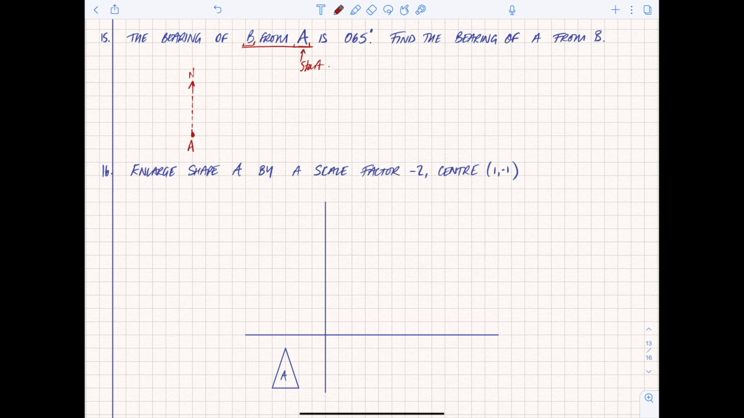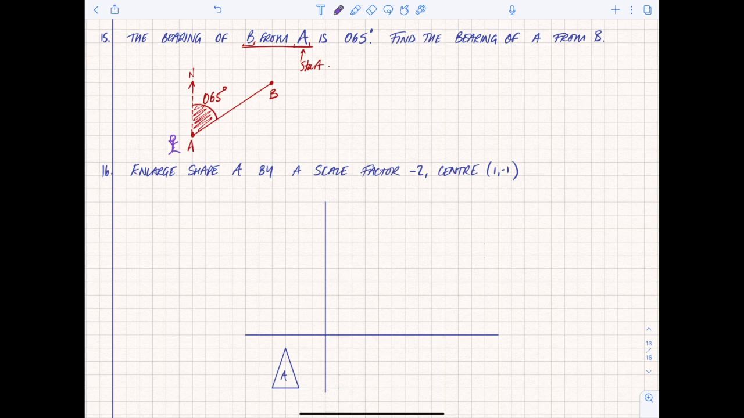0.65, you would then measure 65 degrees round, which would probably be somewhere around here. And you're going to draw a line to B. So what I'm saying is this angle here is 65 degrees. So the bearing of B from A, so this is where I'm starting, and I'm going in that direction to B, is 065.